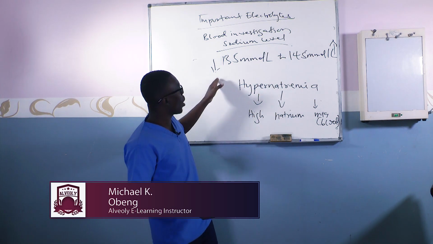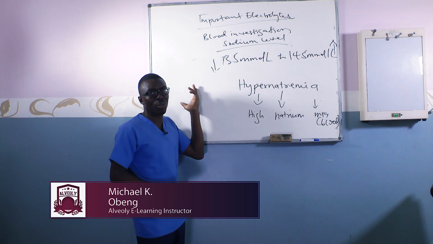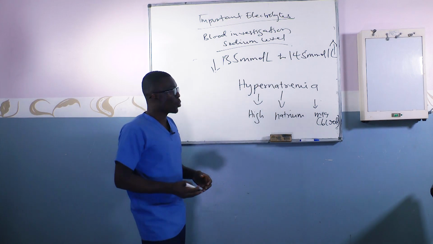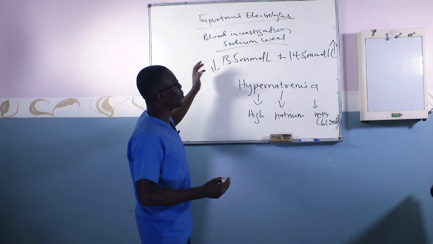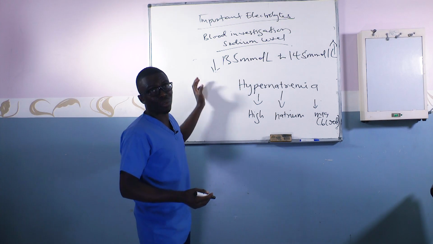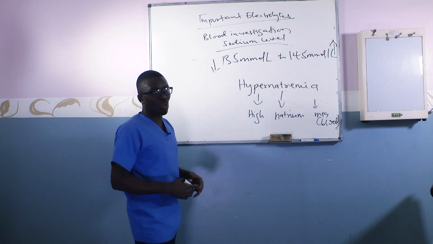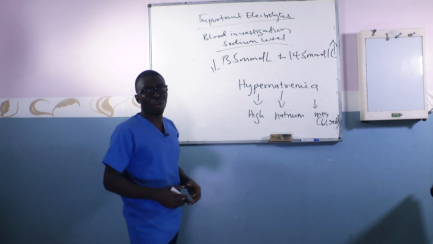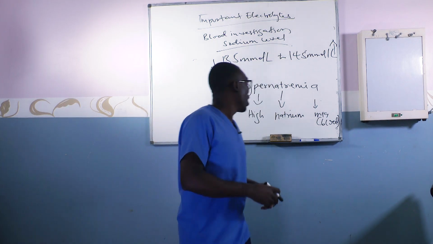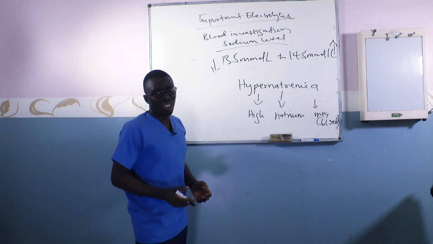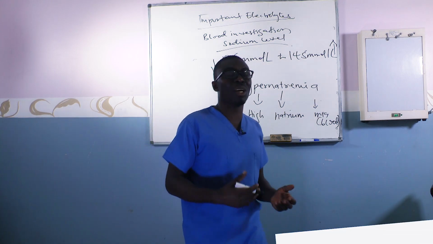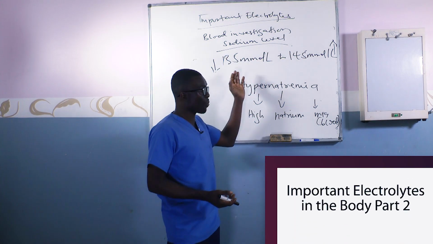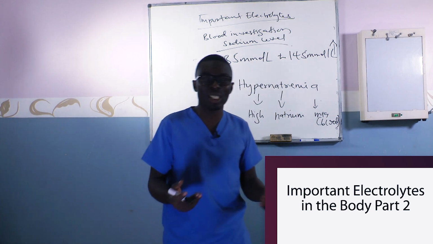If the figure is lower than 135, then it's an indicator of what? Hyponatremia. So later on, we'll go into details and look at the causes of hyponatremia and hypernatremia. So basically, this is what you have to know about sodium. All you have to know about sodium is that sodium has a symbol of what? Na. And we are saying that the normal serum level for sodium is what? 135 to 145 millimole per liter.